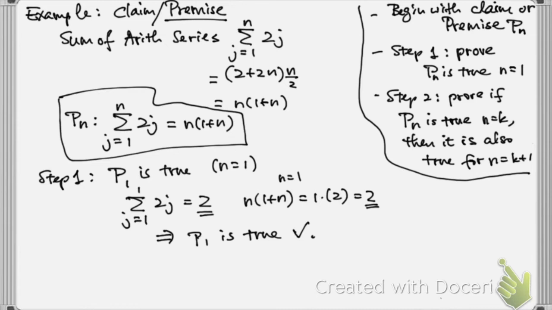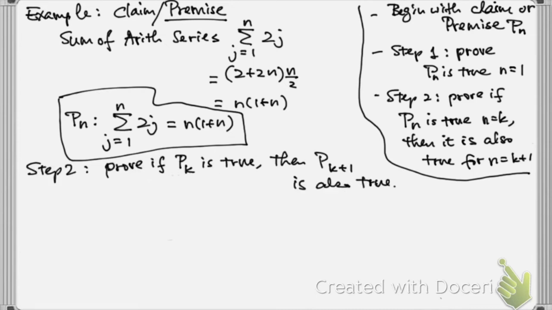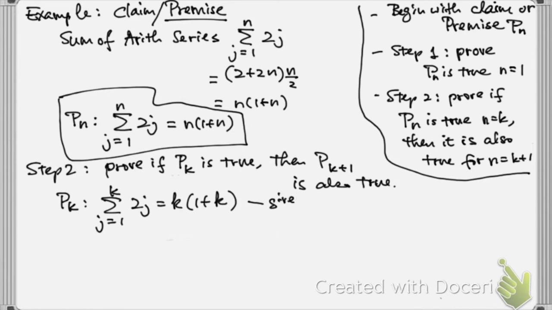Okay, let's go to step 2. Step 2 is to prove that if P of k is true, then P of k plus 1 must also be true. Well, let's see what P of k says. P of k means that if I'm summing from j equal to 1 to k of this series 2j, then the sum must be equal to k times 1 plus k. That's what P k states, so we take that as given information. Assume this is true.